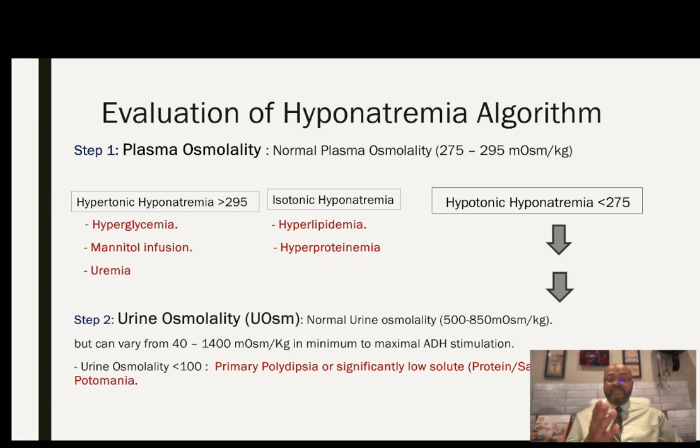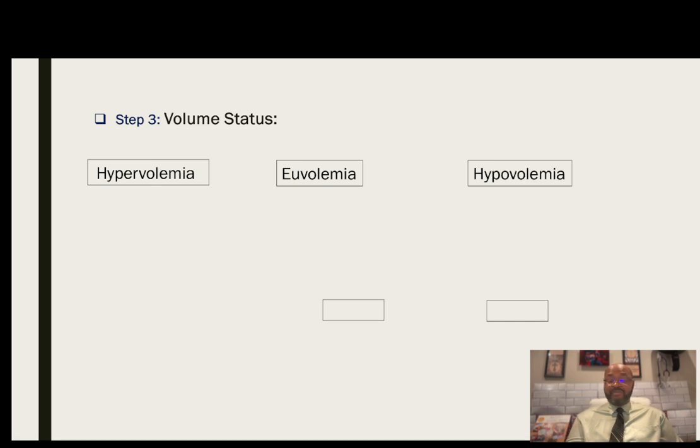So again, you've checked the plasma osmolarity, you've gone through the hypertonic ones, the isotonic ones, you're thinking hypotonic, you get your urine osmolarity and you rule out primary polydipsia, and then you continue. The next step is the volume status. So the next thing I do is I check the patient's volume status and I categorize them as hypervolemic, meaning they are volume overloaded, euvolemic, meaning their volume seems fairly normal, or hypovolemic, meaning they are dehydrated.